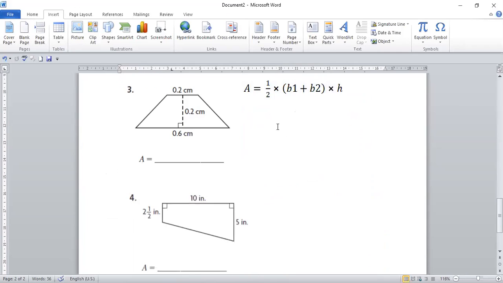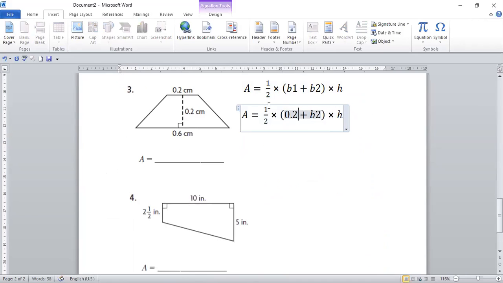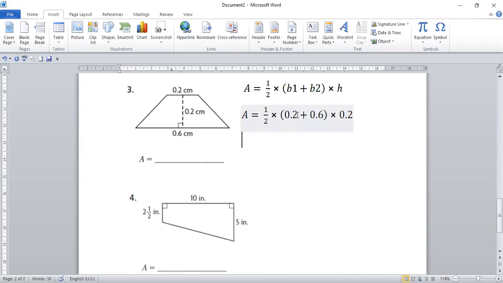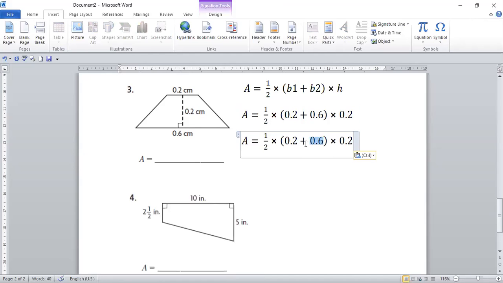Okay, so the formula again, all what I will do is I will only replace the numbers. B1 is 0.2, so 0.2, and the B2, that's base 2, is 0.6. Now you have to be very careful because these are decimals. So 0.6 multiplied by, again, the height is given to be 0.2. Now what's the next thing you're going to do? You will solve this first. So that is going to give you 0.8. 0.6 plus 0.2 is going to give you 0.8. So I will only have 0.8.